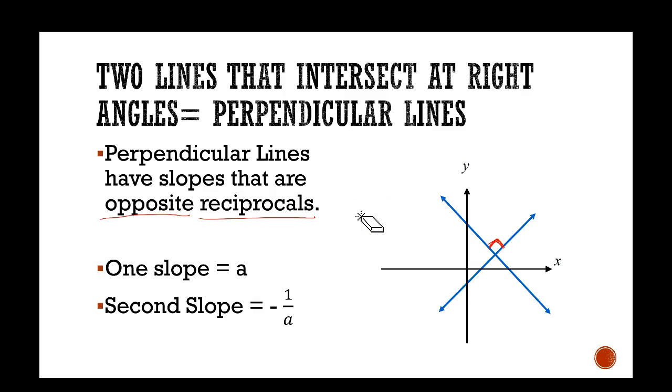And the key here is it has to be both. It can't be one or the other. It has to be both of them at the same time. So if one slope was a positive number, so let's say like 5, the second would have to be a negative because the first was positive, and then you'd have to flip it. So that would be negative 1/5, because a whole number 5 is 5/1. Okay, so opposite reciprocals is for perpendicular.